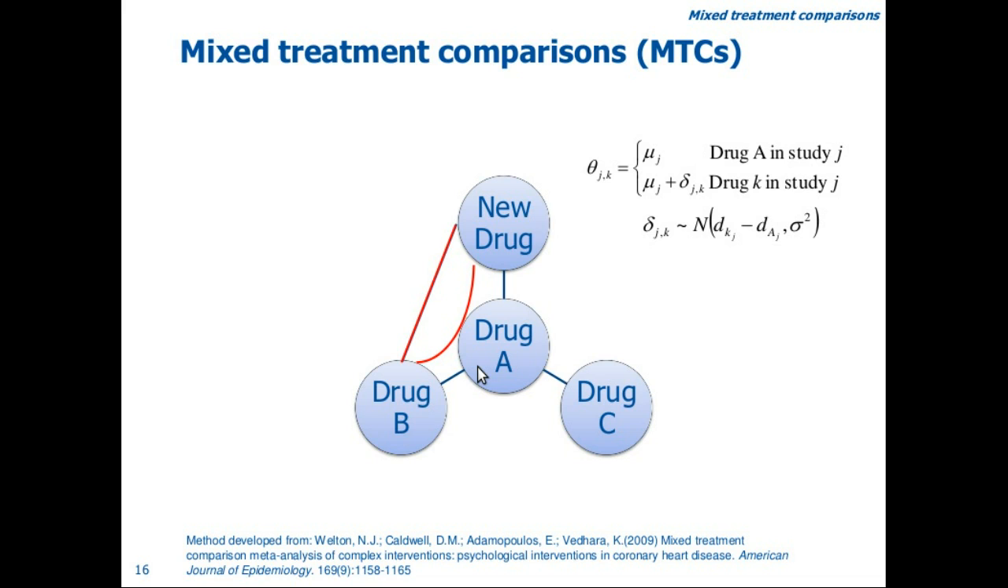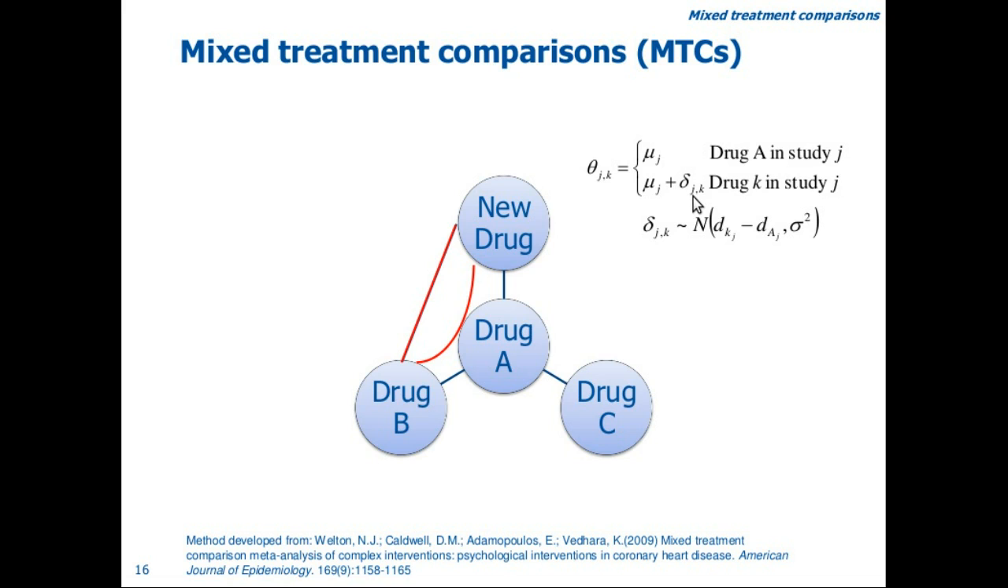Okay, so to formalize this, our study result, theta, are specific to study J and treatment arm K relative to our reference treatment, drug A. What this means is that mu here, mu J, is the study effect, and we're setting the treatment effect for drug A to 0, and the treatment effect for any given drug here is delta JK, so that's drug K in study J. So for example, the treatment effect of our new drug is a consequence of mu J, which is whatever the study effect is, plus the delta associated with our new drug in this particular study.